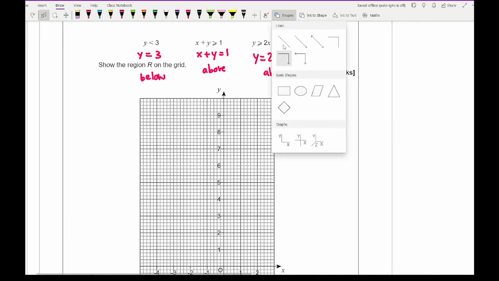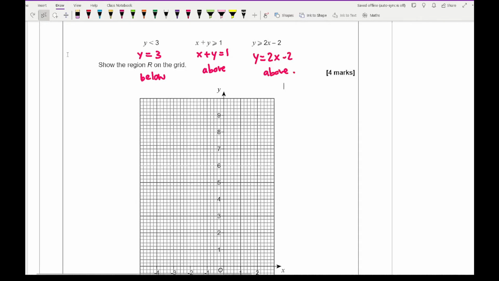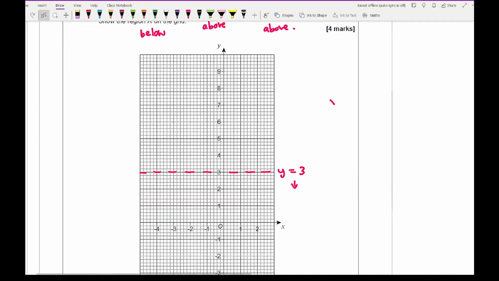So y equals 3. Now I'm not going to use a ruler, although I do strongly encourage that you do. So y equals 3 is this, and I'm going to do a dashed line. So that's y equals 3, and I want this region below. Then x plus y equals 1. So when x equals 0, y is going to equal 1, and when y equals 0, x equals 1. So my coordinates, I've got (0, 1) and (1, 0). So (0, 1) is there, (1, 0) is there.